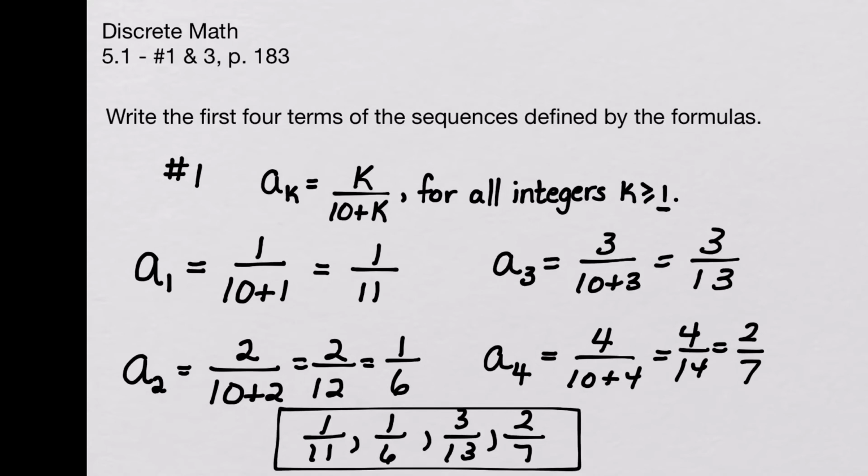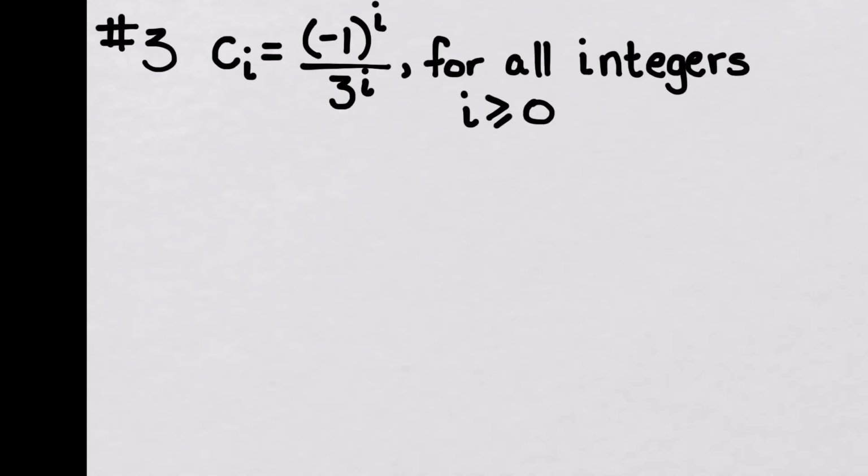Let's take a look at number 3. Now in this problem, we have C sub I. So instead of using A as the name of our sequence, we're using C, perfectly fine. And instead of N or K, we're using I as the variable. That's perfectly fine too. So we can start off.